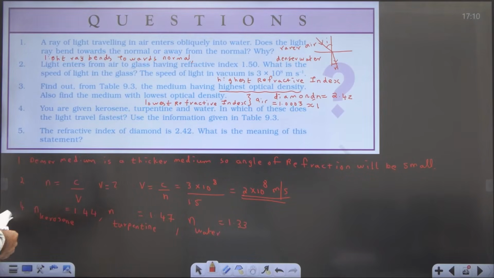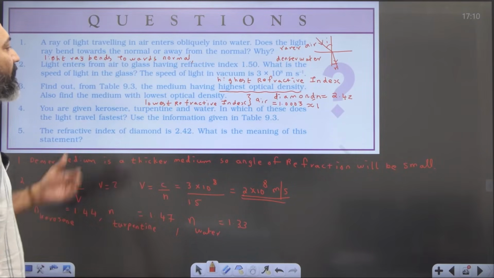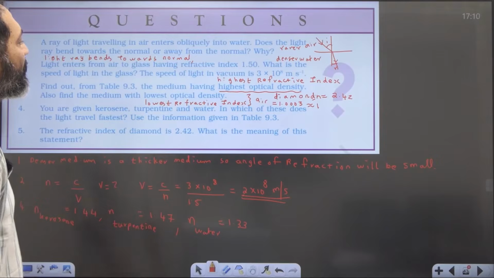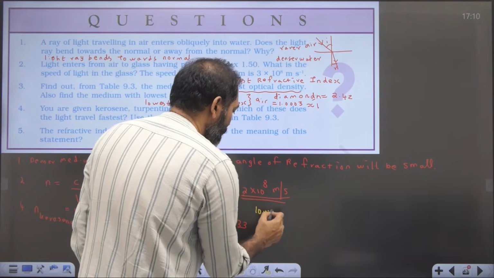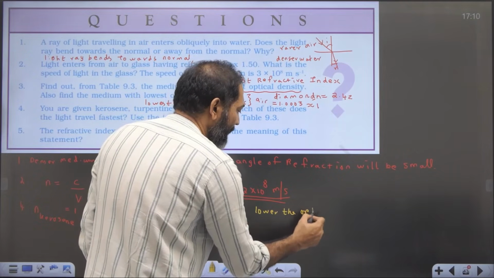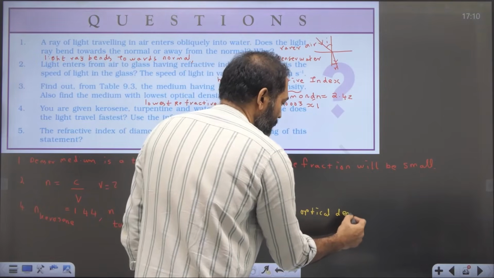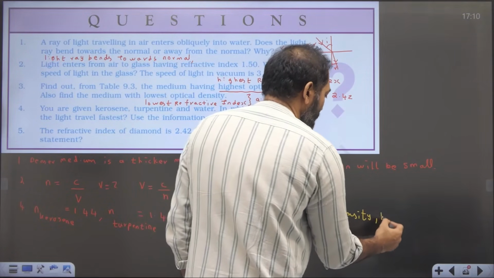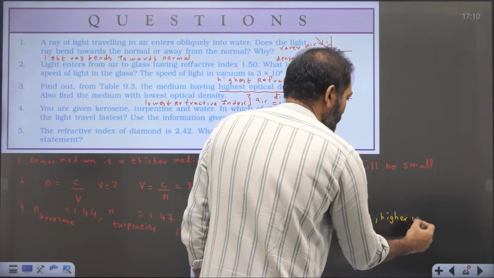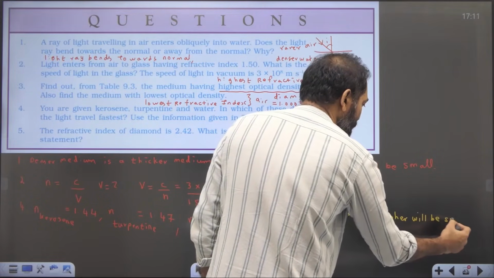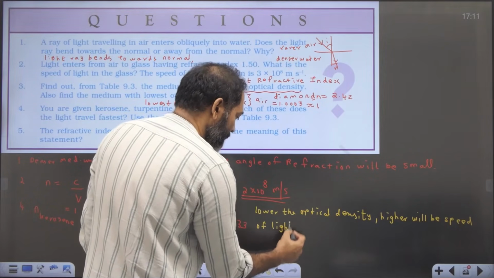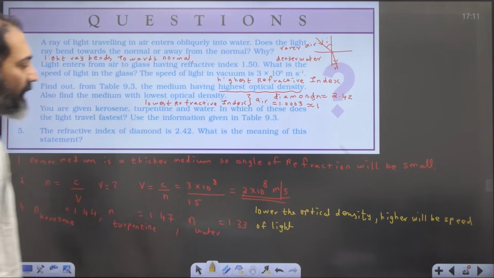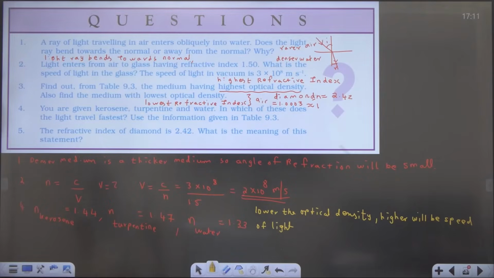Now, so the lower the refractive index or optical density, the higher will be the speed of light. So do remember that lower the optical density, higher will be the speed of light. Lower the optical density, higher will be speed of light. Okay.